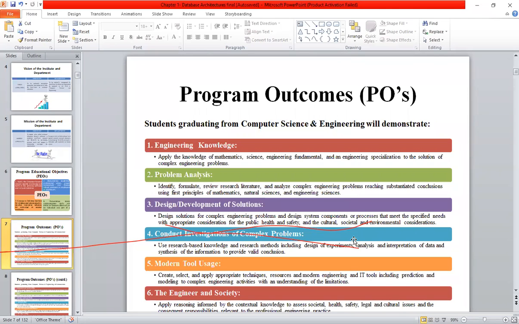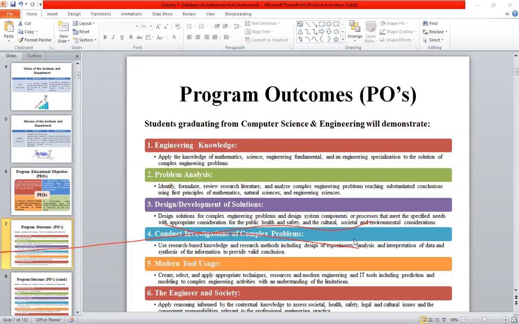You know what is meant by engineer? An engineer is nothing but a problem solver. So whatever knowledge you gain during your degree will be applied for the solution of complex engineering problems. So this is the first outcome, engineering knowledge. Then moving to the next PO, that is what?